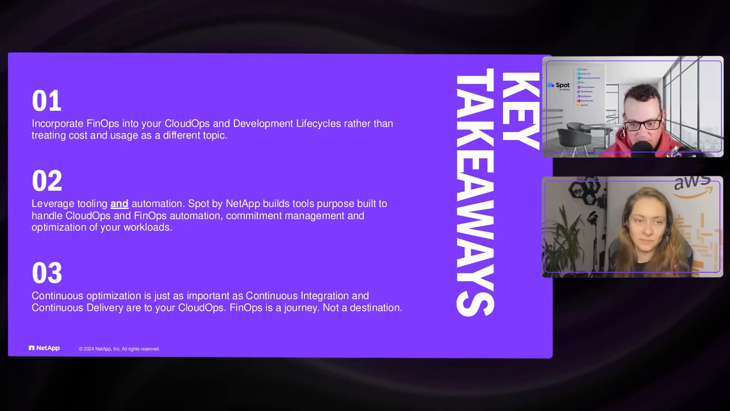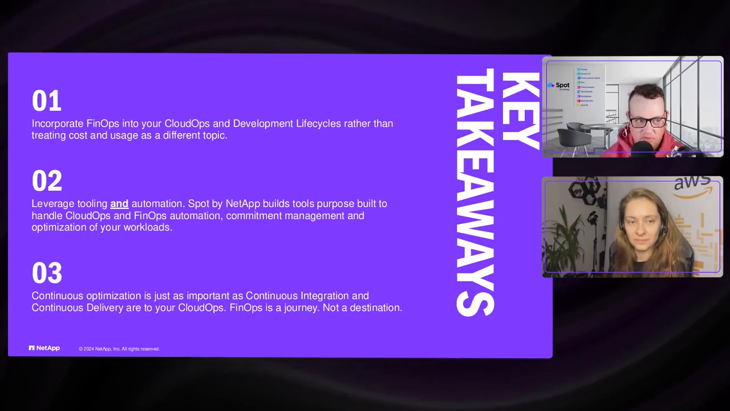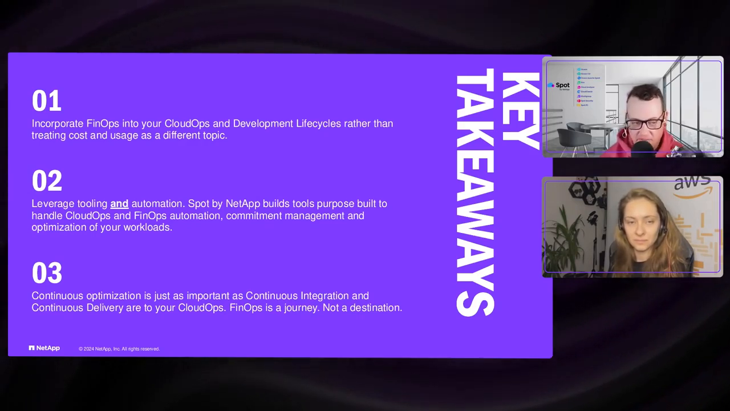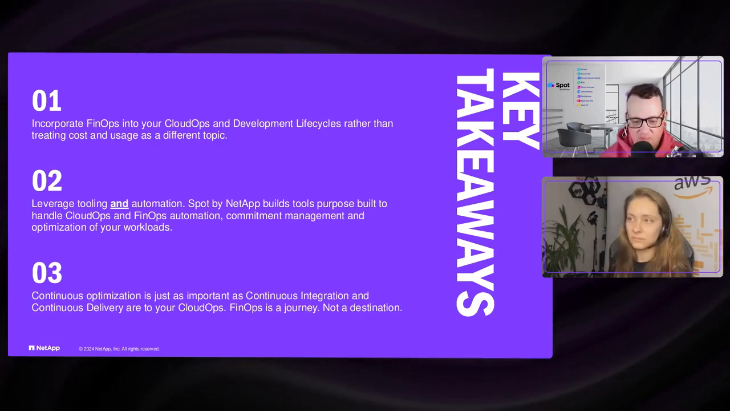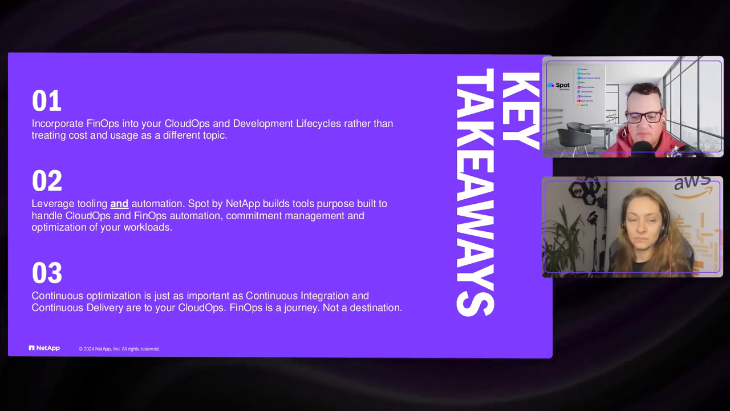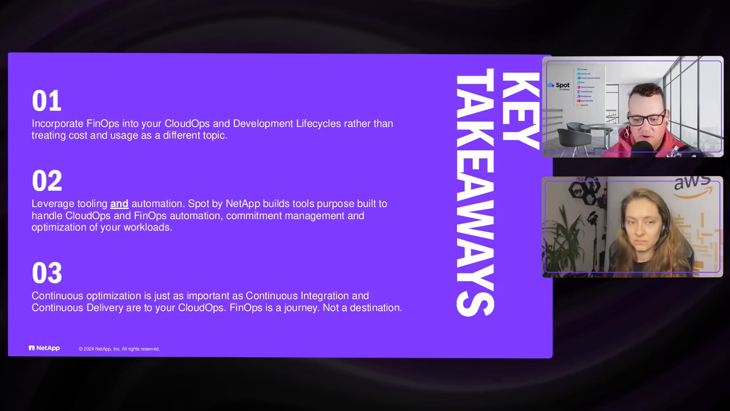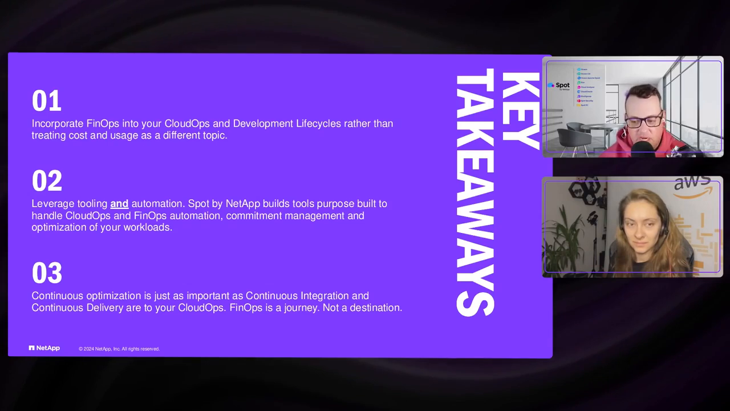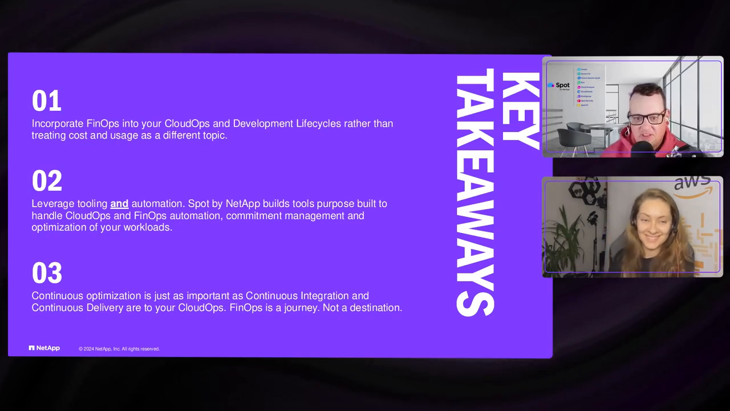Yep. No, and that's a great point. AWS has a vested interest in making sure that you're using your infrastructure to the best of its potential, right? They have a vested interest in making sure that their customers are happy. And the final takeaway, if you've taken away anything from this presentation: continuous optimization is just as important as continuous integration and continuous delivery are to your DevOps practice and CloudOps practice. FinOps is a journey, not a destination. You don't have to be an expert right now. And with that, we will just close out.